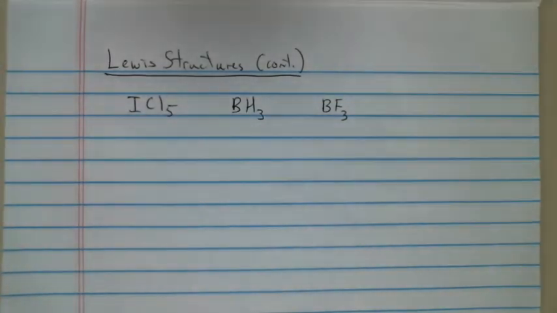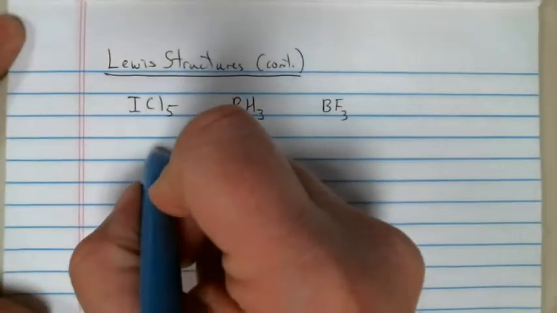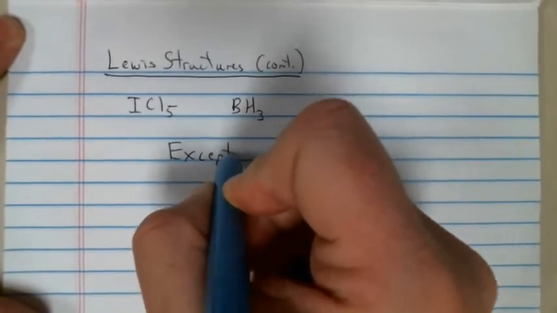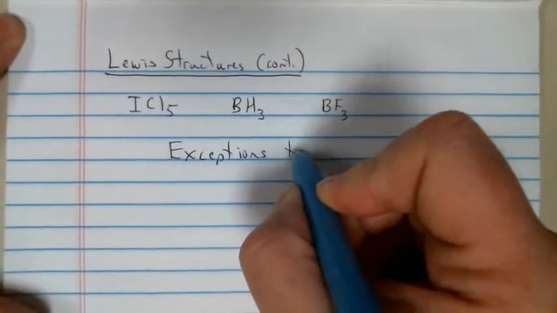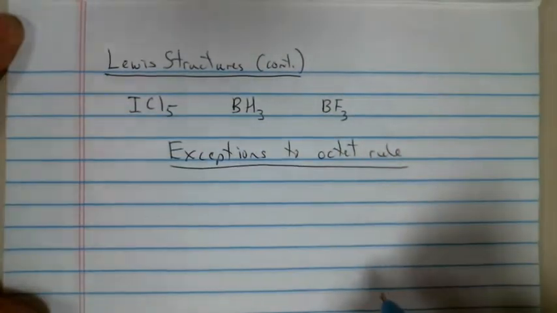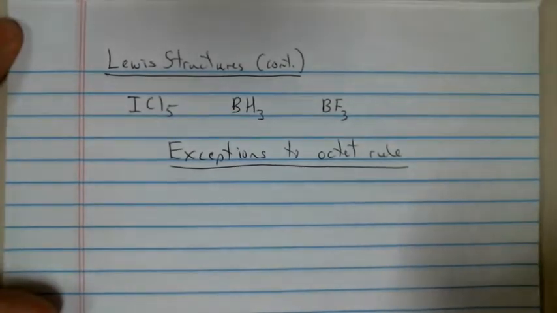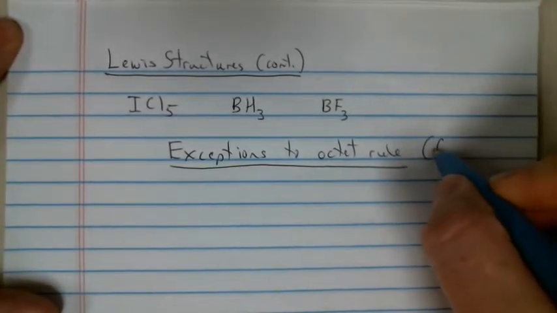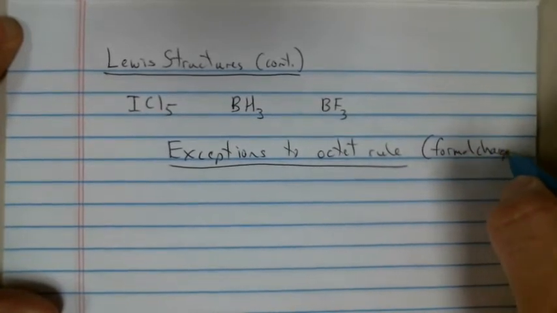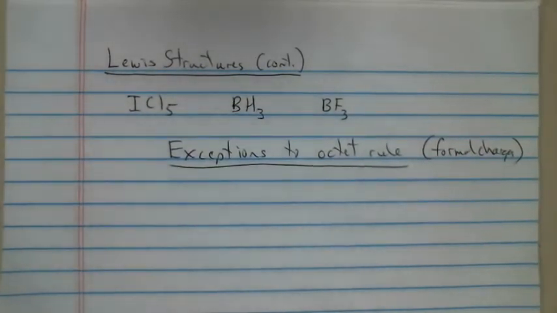All right, hi everyone. We're going to continue with some Lewis structures, and what we're going to do is go through these examples and talk about exceptions to the octet rule. Okay, and in doing that, we're going to use and discuss formal charges. So anyway, I've already given away the punchline, exceptions to the octet rule.